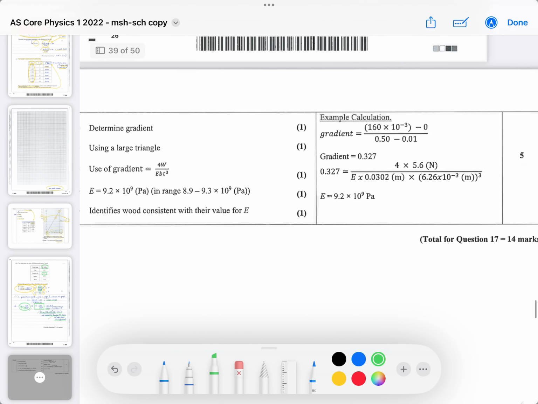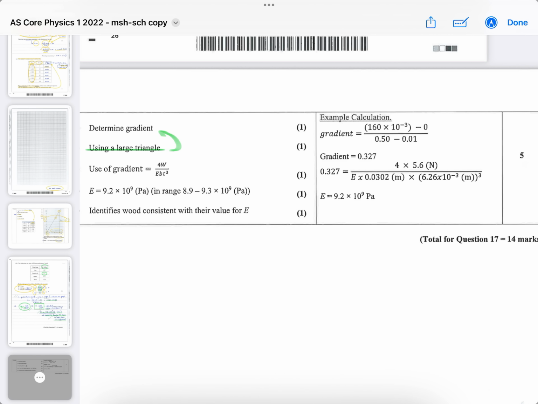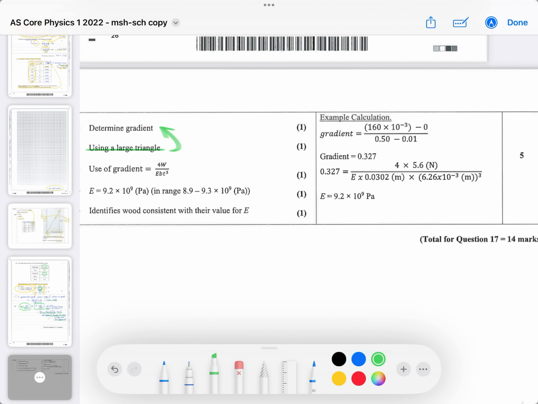Okay, there's the gradient. You can see that they want you to use a large triangle. So if you're using a large triangle, show your values on the graph. It's a much better technique.